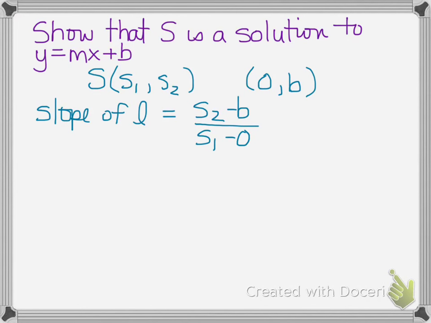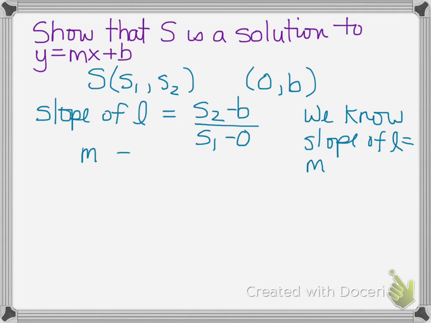Okay, so we've written an expression for the slope of line L, but we know that the slope of L is m. Why? Because it goes through points P and Q, which are solutions to y equals mx plus b. So we know it equals m. I'm just going to substitute m for that slope, and maybe you did that too. And so m is equal to (S2 minus b) over S1.